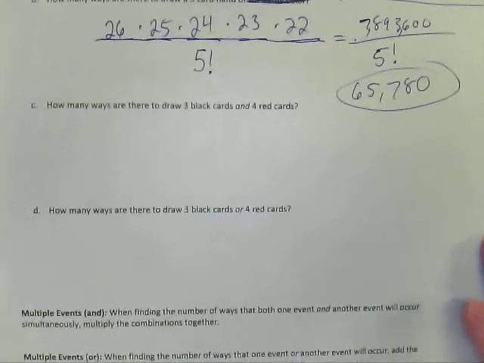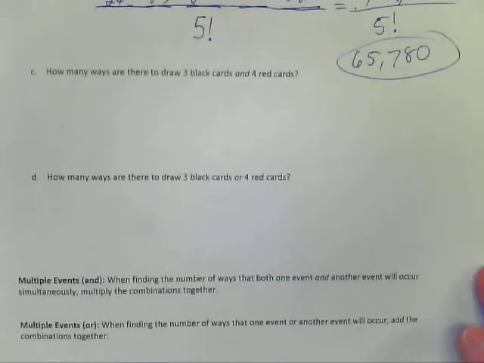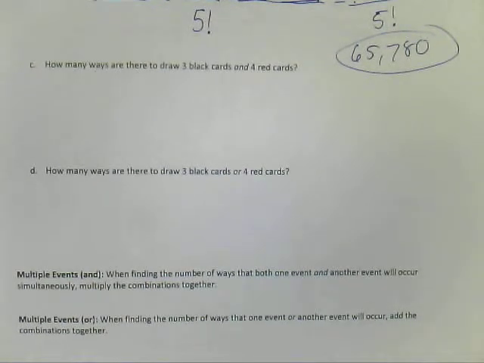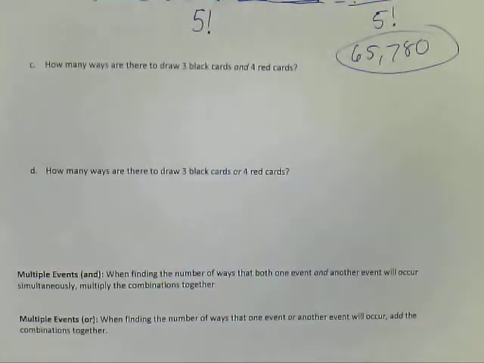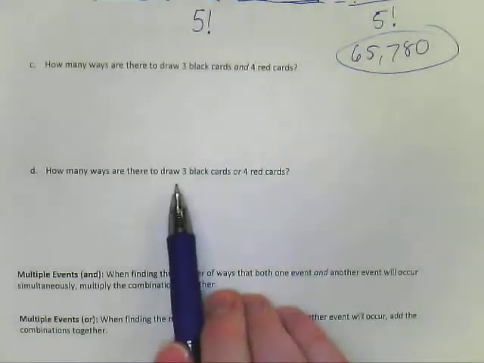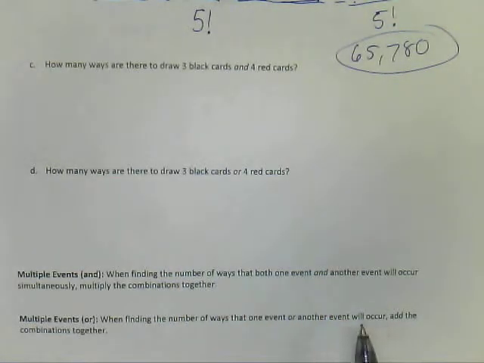All right, parts C and D, we're going to be looking at multiple events. So actually, if you look at the bottom, it tells you what to do in each of these cases. So if I'm looking at drawing 3 black cards and 4 red cards, we're going to compare that to drawing 3 black cards or 4 red cards. So these calculations are going to be very similar, but there's one minute difference.